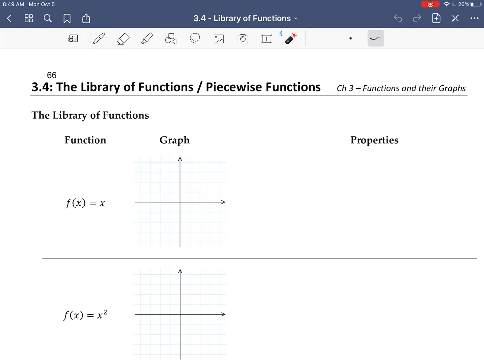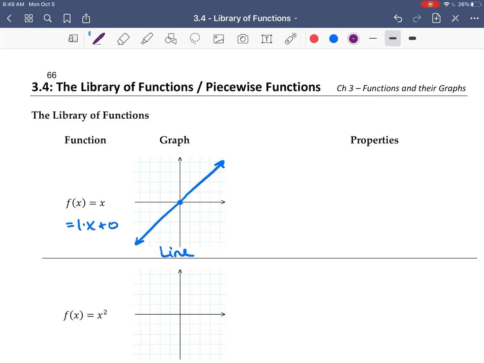Okay, so the first one is the function f of x equals x. Now this is actually just a line. We actually know this is in slope-intercept form. So it's 1 times x plus 0. So the y-intercept is 0, and then the slope is positive 1. So this line is going to look like that.